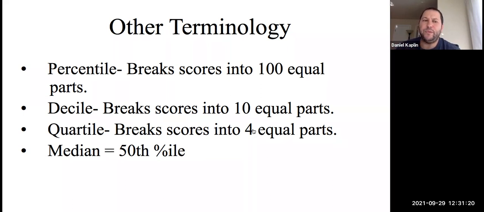Decile, you probably know the root is deci. You've heard the word decade, right? A decade is 10 years. So a decile would be to break things into tenths. Quartile, the root of that is quart. You've heard of a quart of milk. You've heard of a quarter, right? So now you're dividing whatever it is into 4 parts.